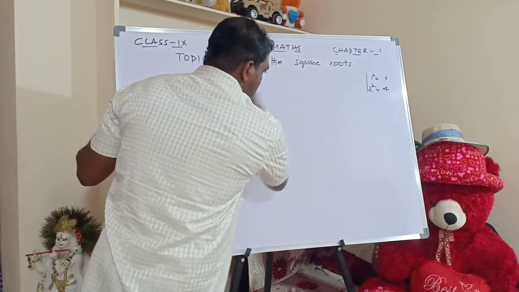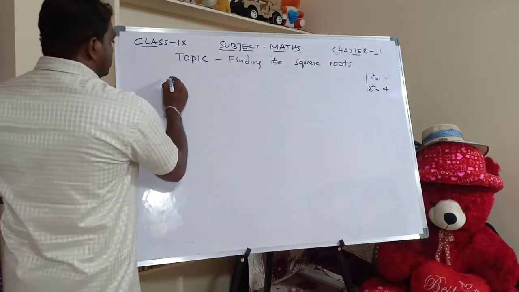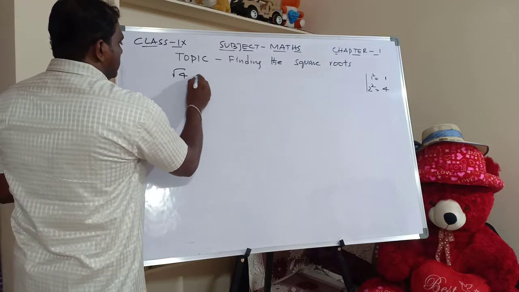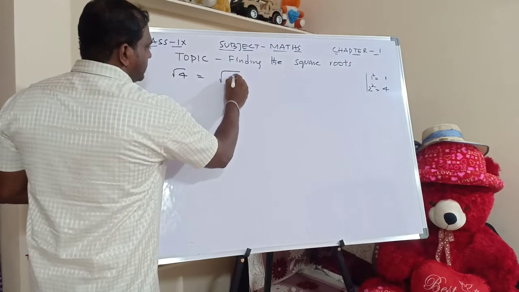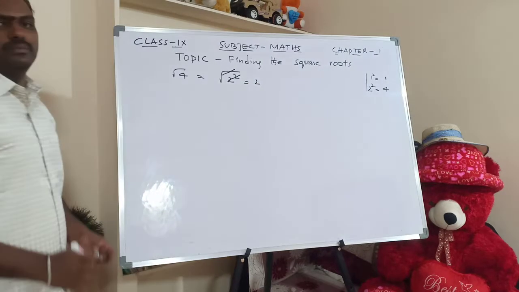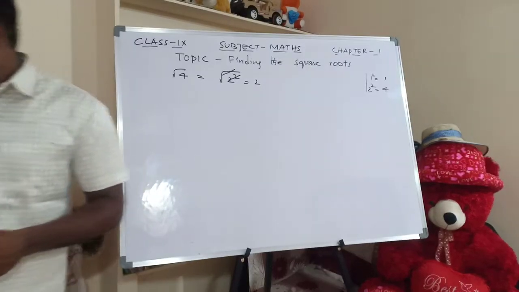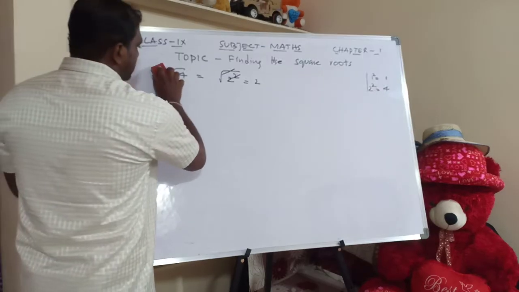Next example is square root of 4. You know what is the answer? So direct answer. 4 can be written as 2 square. Square root gets cancelled. The answer is 2.